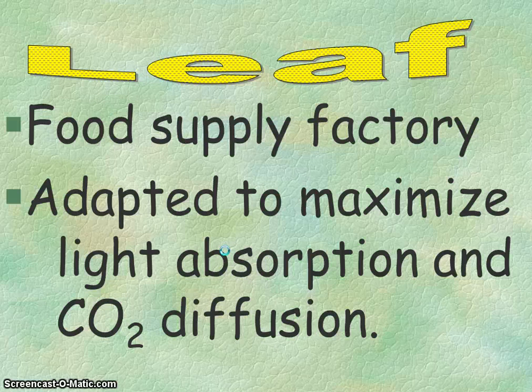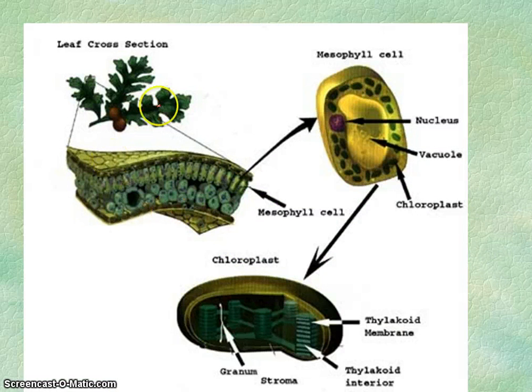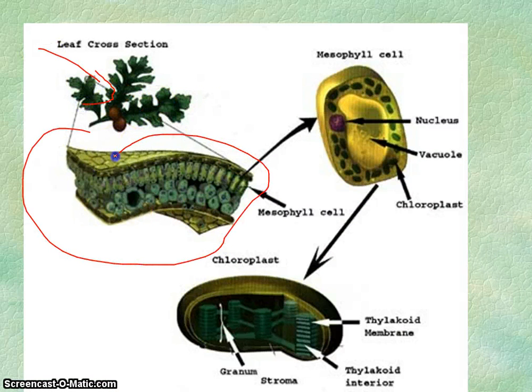It is considered a food supply factory. The structure has gone through many adaptations and is needed to maximize light absorption and carbon dioxide diffusion into it. So we're going to learn about all the different parts of the leaf so we can see how photosynthesis takes place. It is quite amazing, the structure of the leaf. So we're going to take a leaf and learn about all of the different parts.